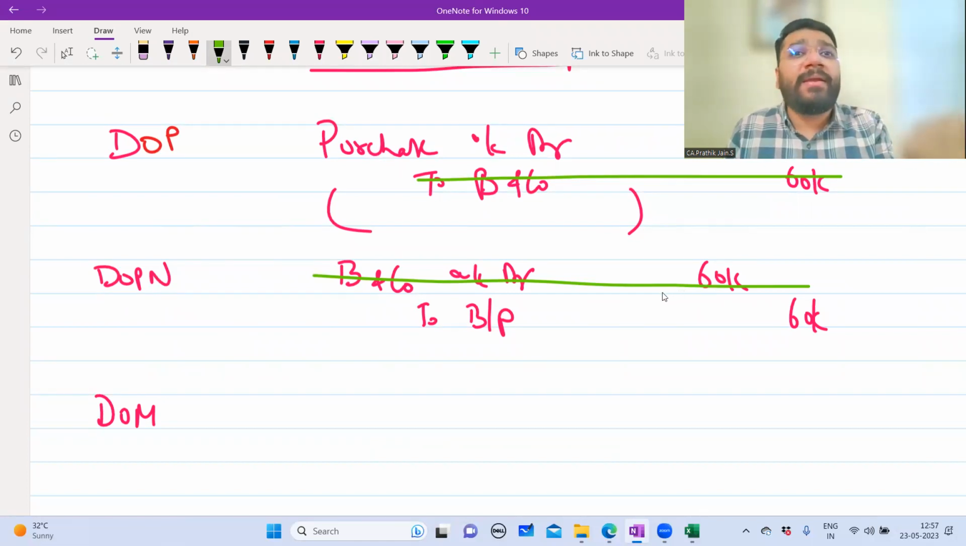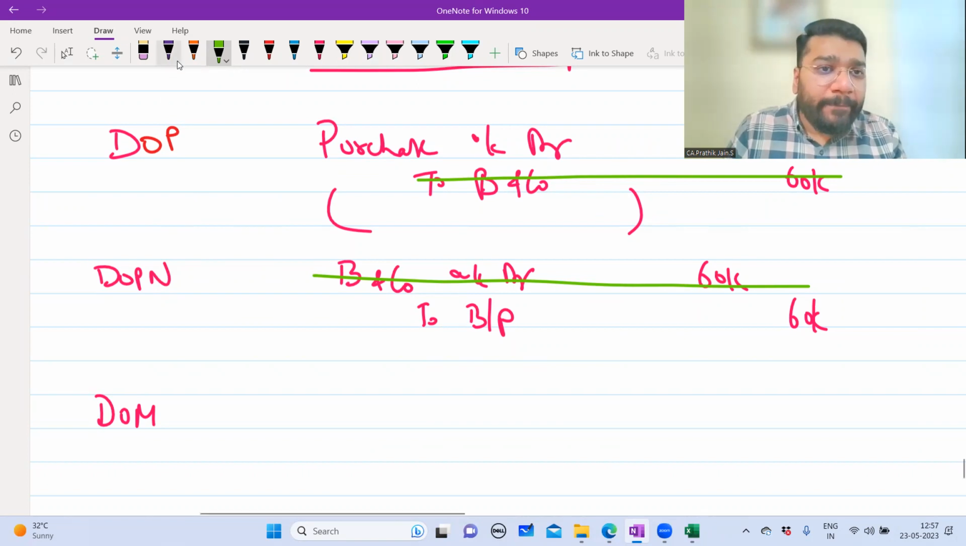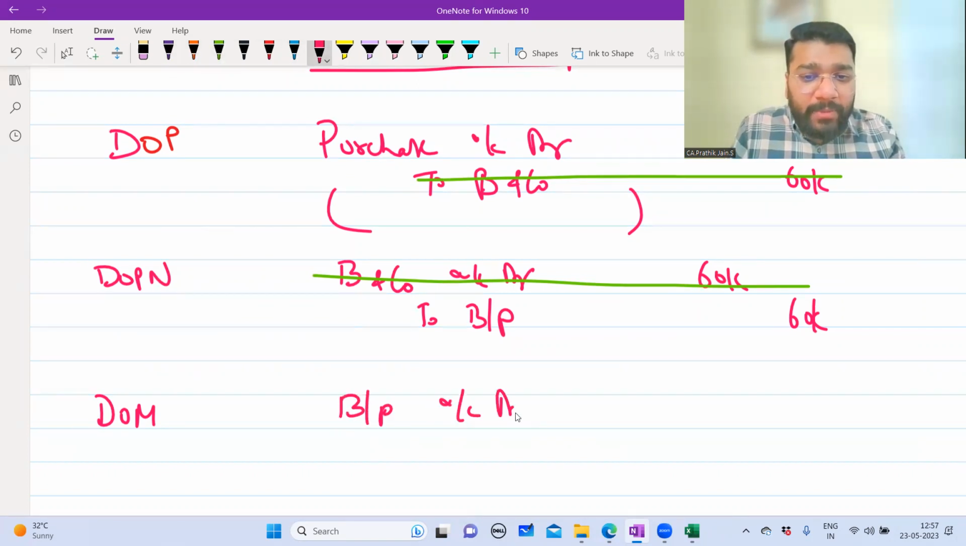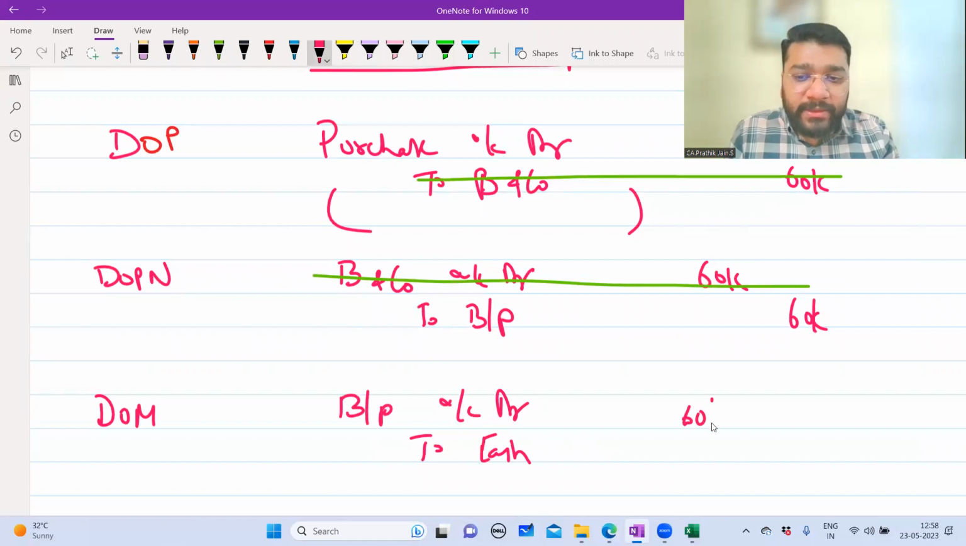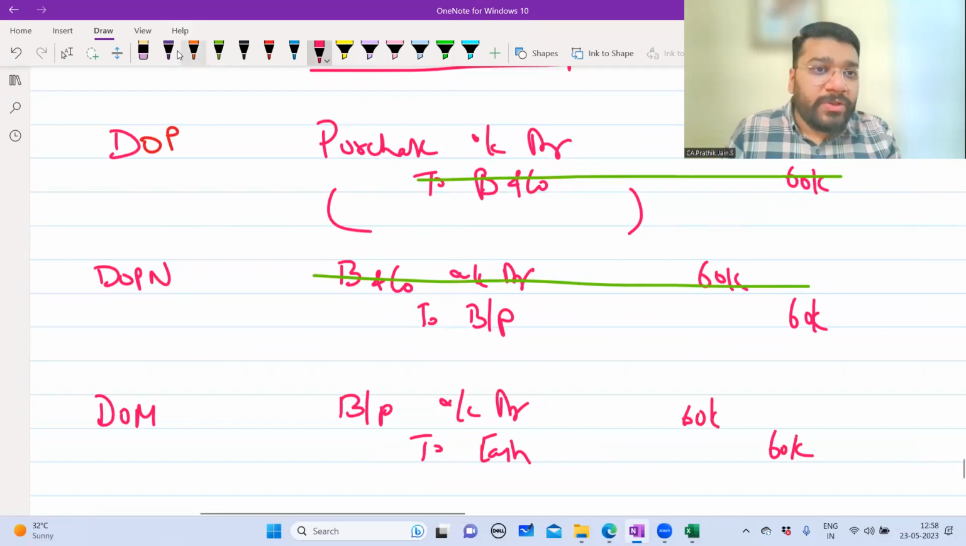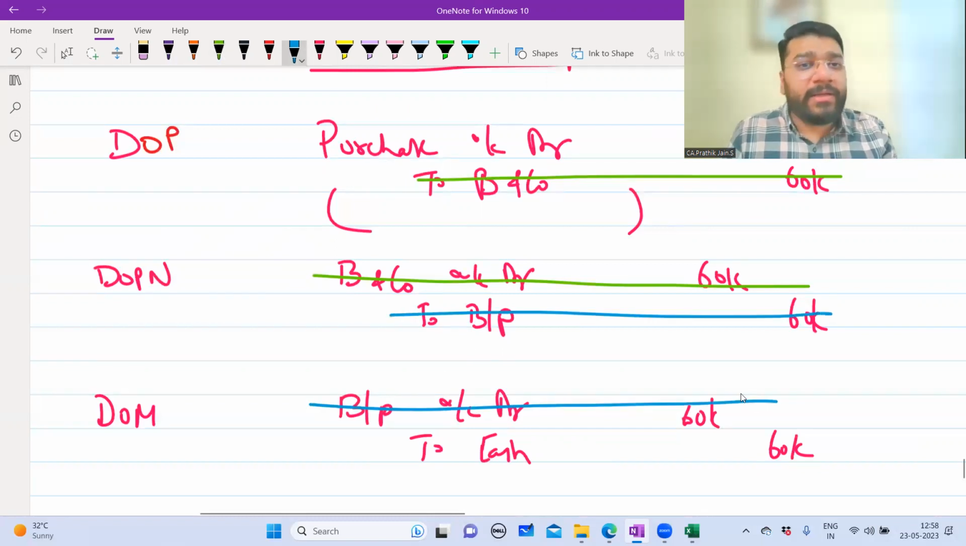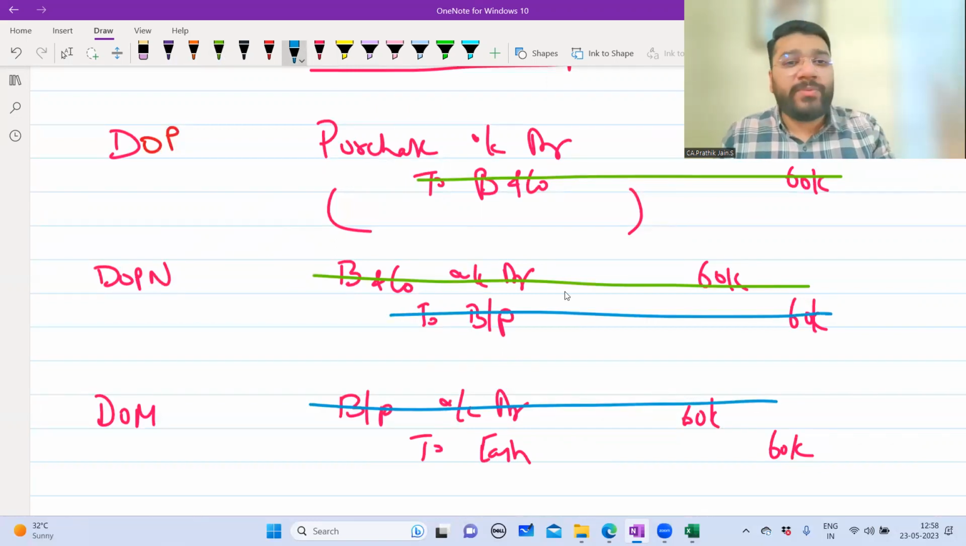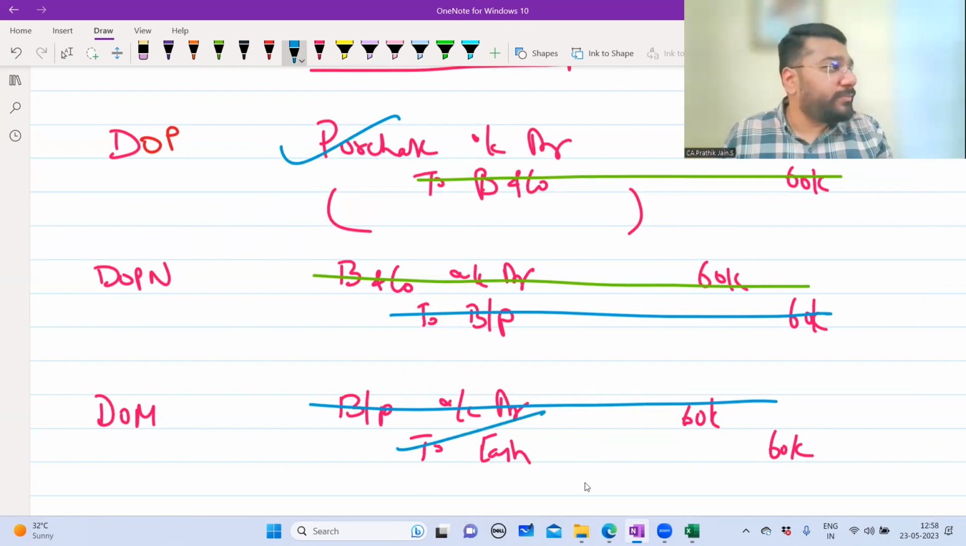Now when the payment is made, I need to close my liability. So it will be bills payable account debit, to cash or bank, 60,000. So after this entry, the BP account is also closed now. The final impact is what? Purchase account debit to cash.